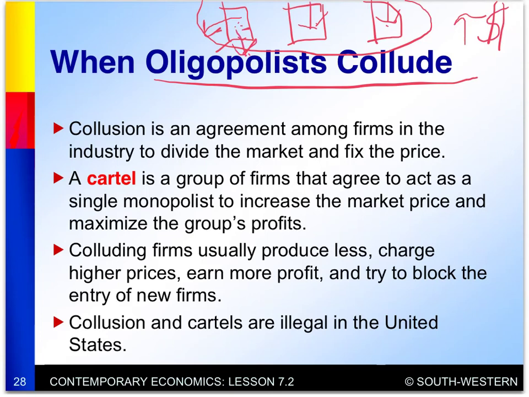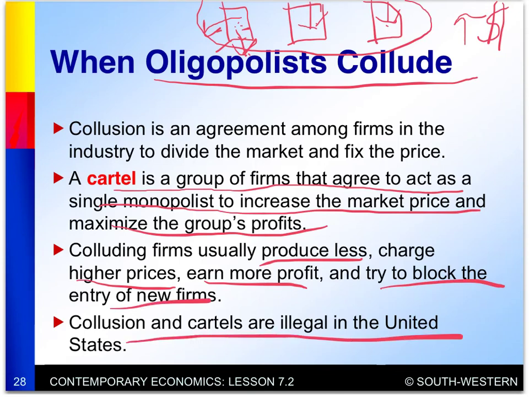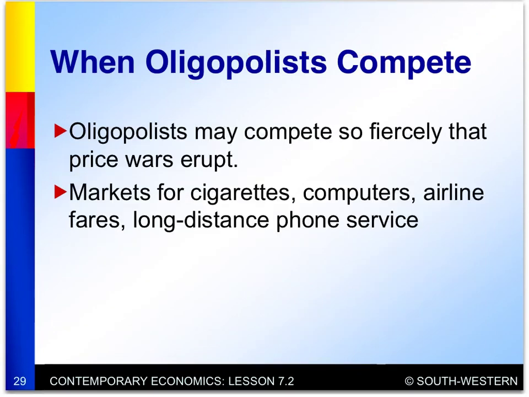It's a group of firms that agree to act as a single monopolist to increase the price and maximize their profits. Colluding firms produce less, they charge higher prices, and they earn more money, and they block other companies from getting in. And these are both illegal in the United States, and the cereal companies had to pay huge for that.